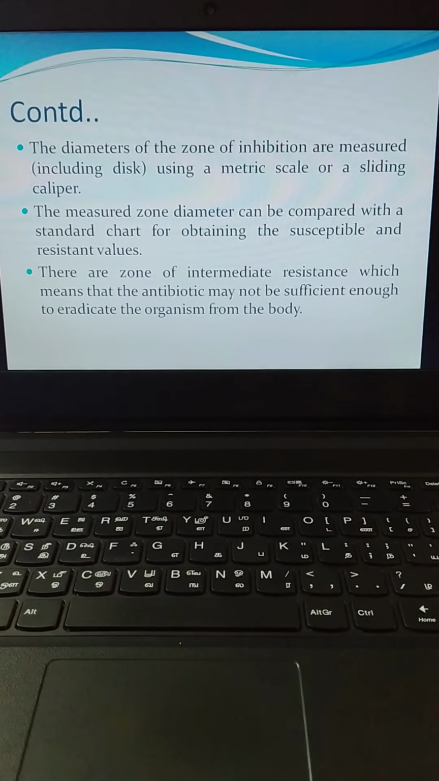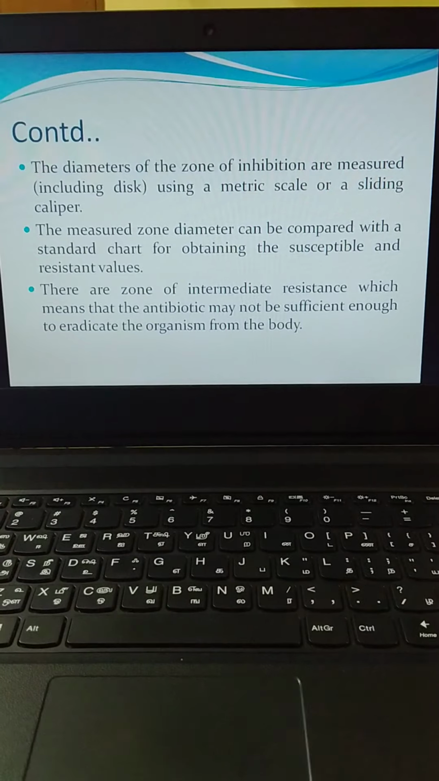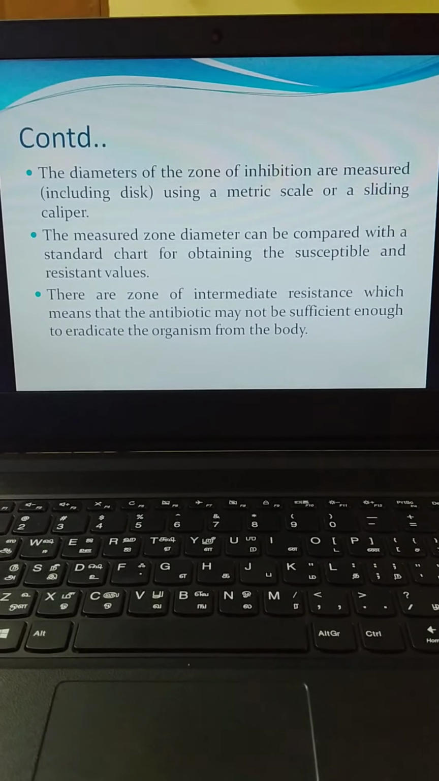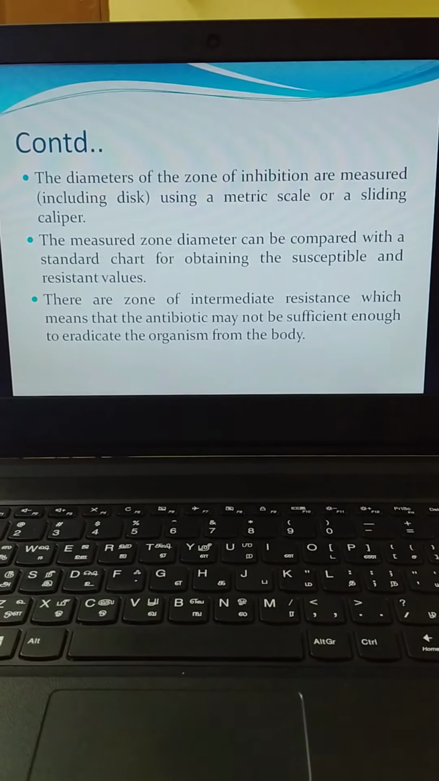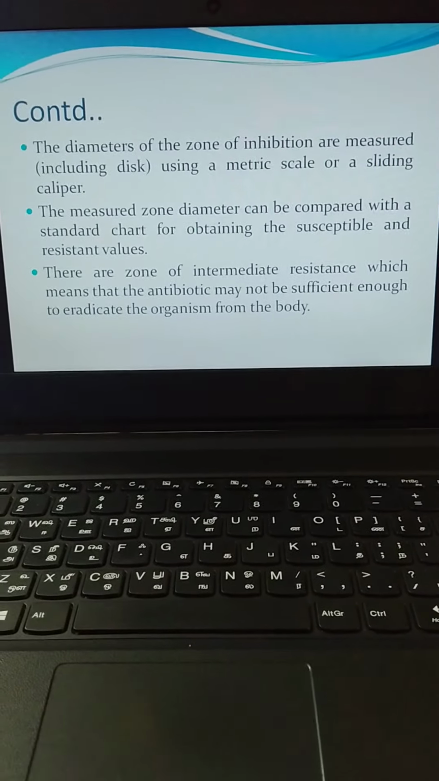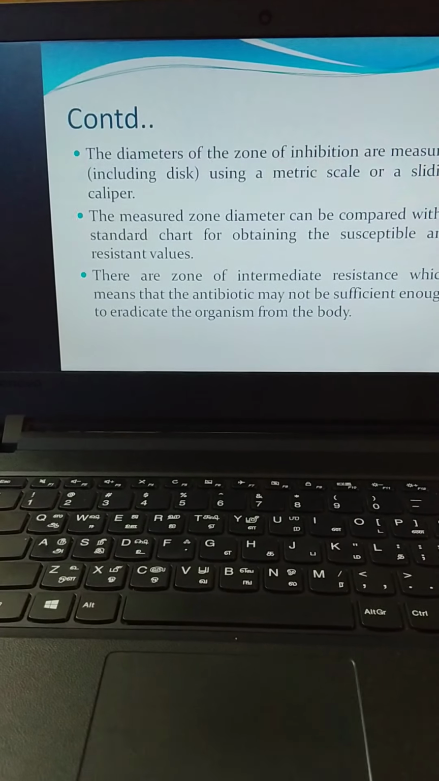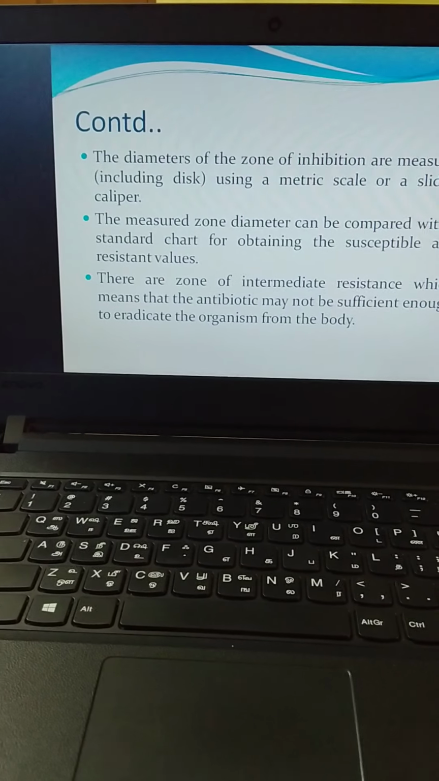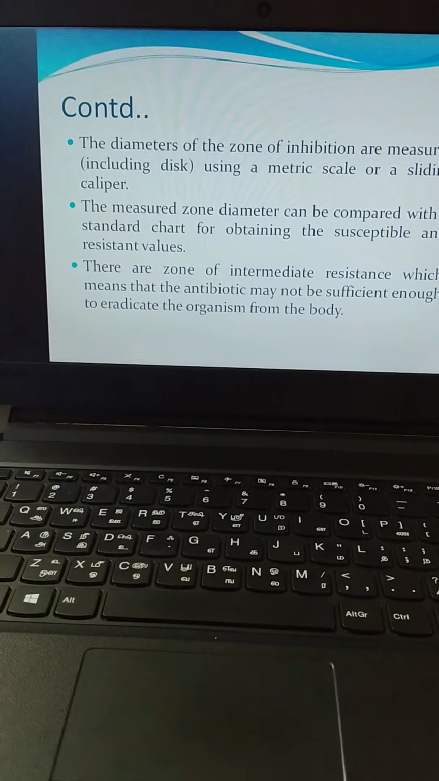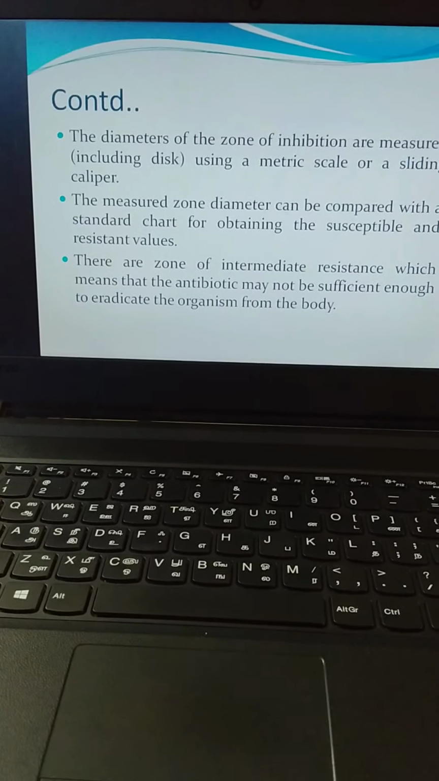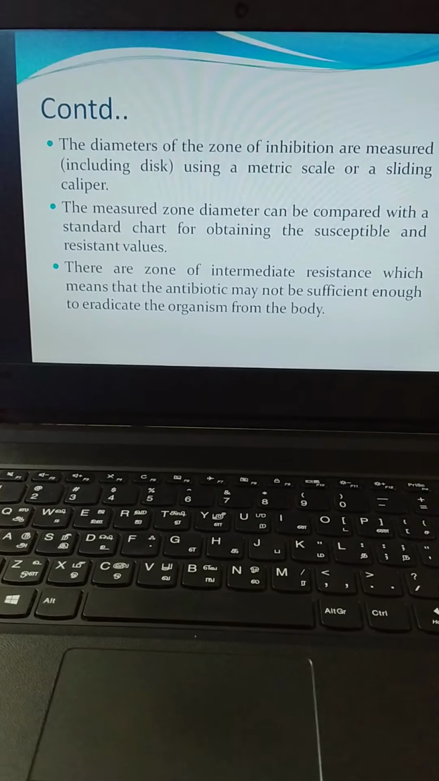The diameters of the zone of inhibition are measured, including the disc, using a metric scale or a sliding caliper. The measured zone diameter can be compared with the standard chart available in the lab to determine the susceptible and resistant values for this particular organism. There are zones of intermediate resistance, which means that the antibiotic may be sufficient to eradicate the organism from the body.